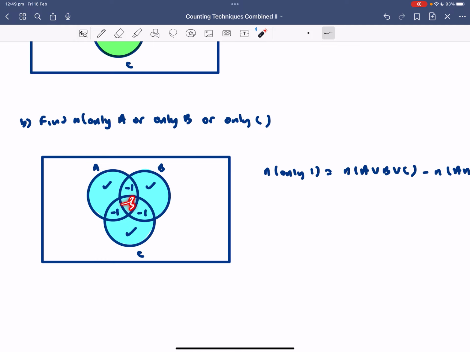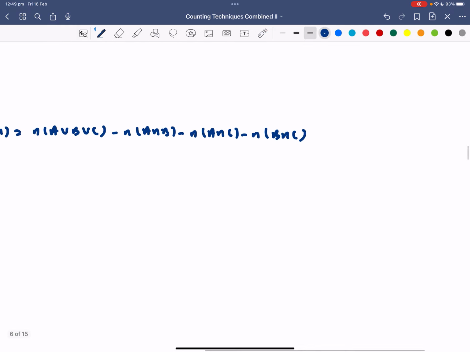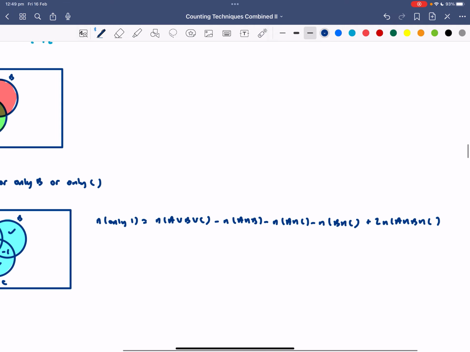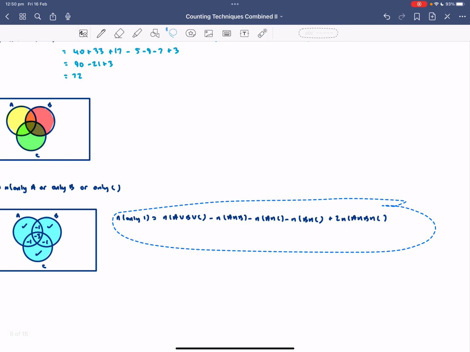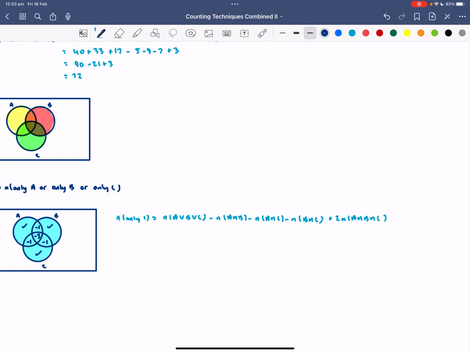So since you minused it 3 times, you minused it 2 times too many, and therefore you need to add 2 of the triple intersects back. I hope that makes sense. If that made sense to you, good. If not, pause, rewind, play again, and understand that. So in this particular case, that is the formula, guys, for the number that do only one of them. I hope everyone understands the formula behind that. That's what you would do if you don't have a Venn diagram available.